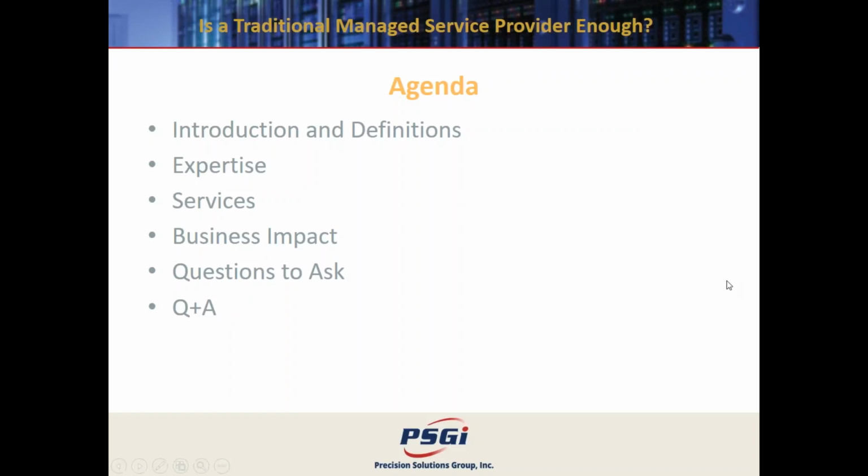Sometimes we think about an MSP or a service that resembles support of any kind really as a necessary evil sometimes. But if it's done properly and you have access to the correct expertise combined with the right services, those things should bring a pretty positive impact to your business, and that's what we really want to take a look at.